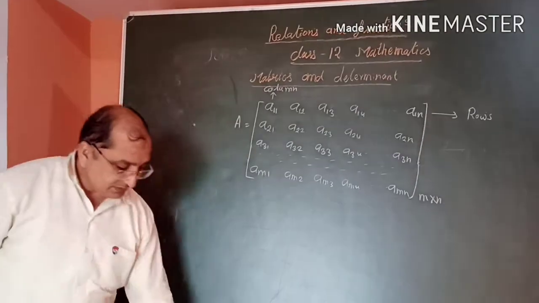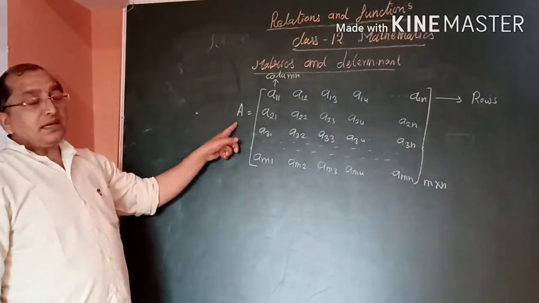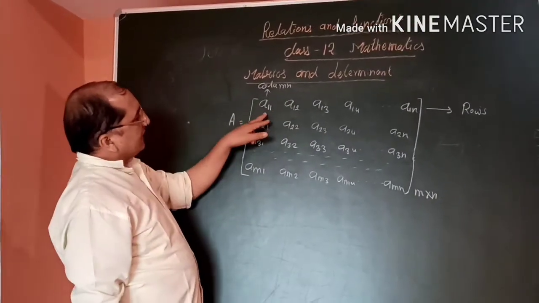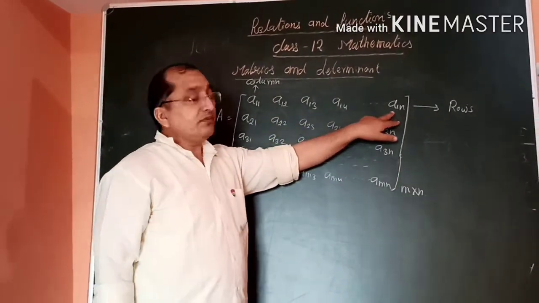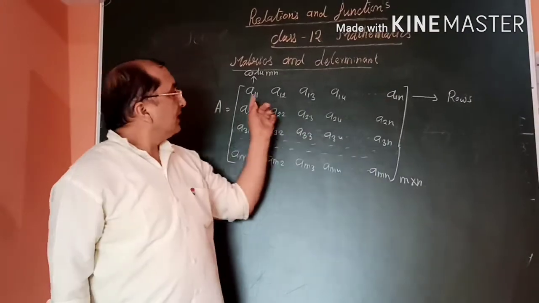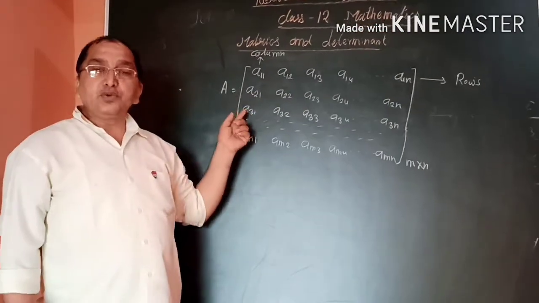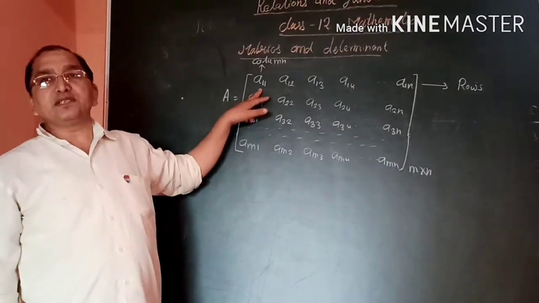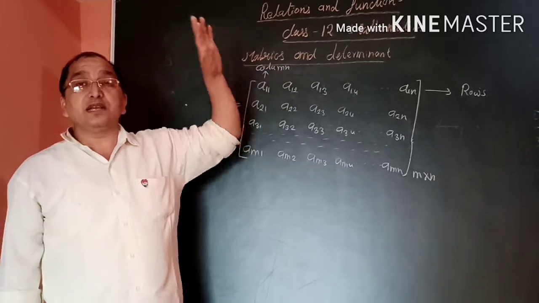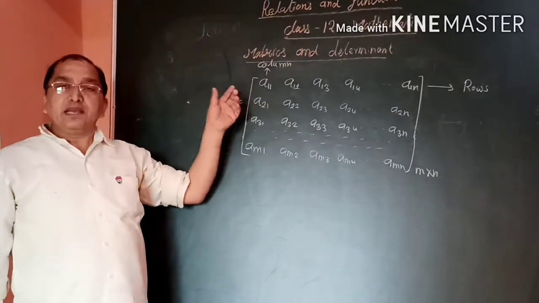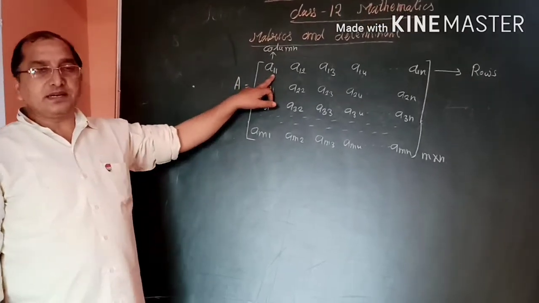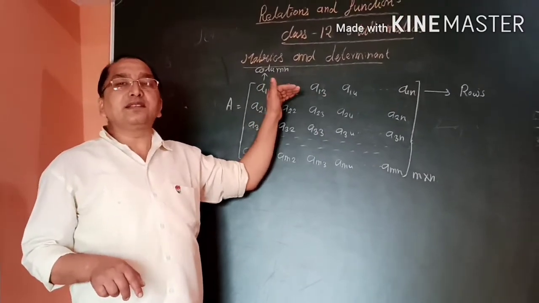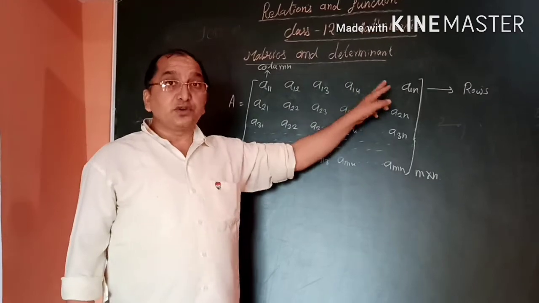In the same manner, A denotes the matrix, and all these elements A11, A12, A13, A14, up to A1n are in the first row. The horizontal arrangement is known as a row, and the vertical line is known as a column. Some students read these as A eleven, A twelve. This is incorrect. The correct reading: A11 means first row, first element. A12, first row, second element. A13, first row, third element. Similarly, A1n, first row, nth element.